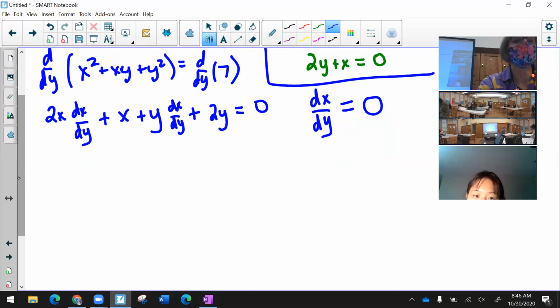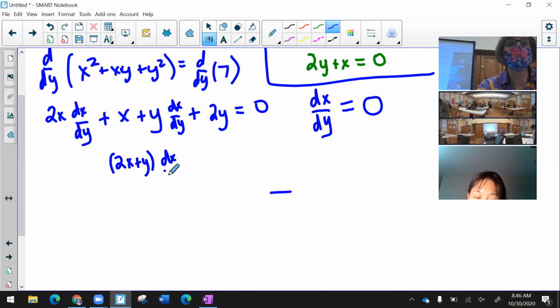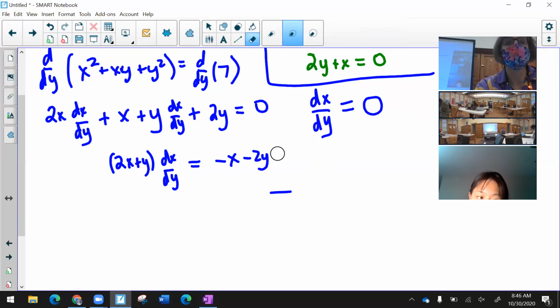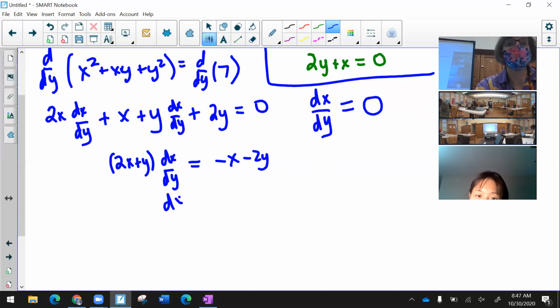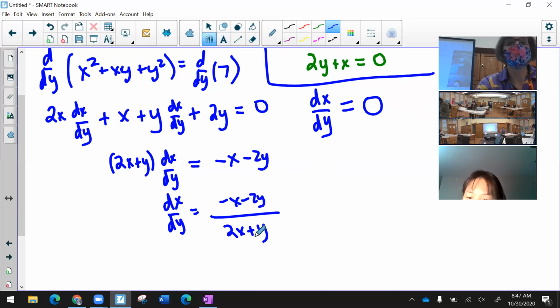And then it's just algebra again. So I'm going to have 2x plus y times dx dy is going to be equal to negative x minus 2y, or dx dy is negative x minus 2y all over 2x plus y.